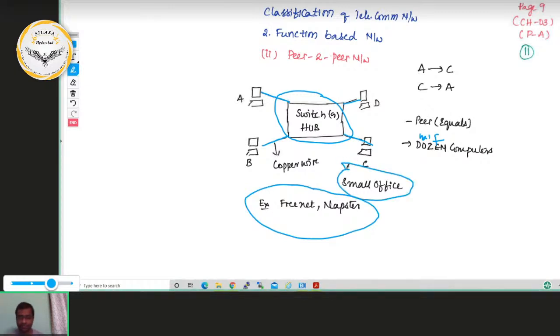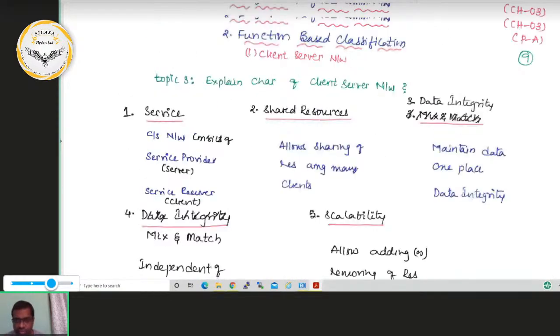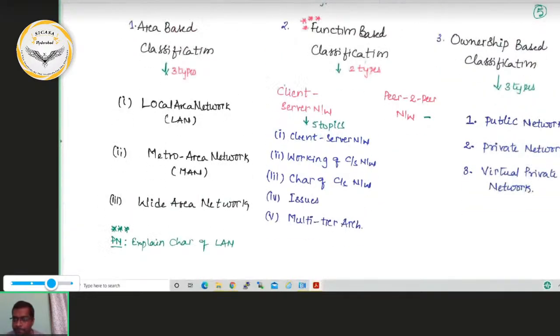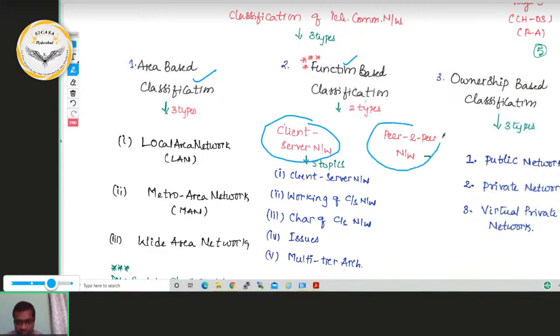So this is about function-based classification. We are studying classification of telecommunication networks. We are done with area-based classification and function-based classification. So what is function-based classification? We have two types: client-server network and peer-to-peer network. We are done with these topics, and we are done with peer-to-peer network.